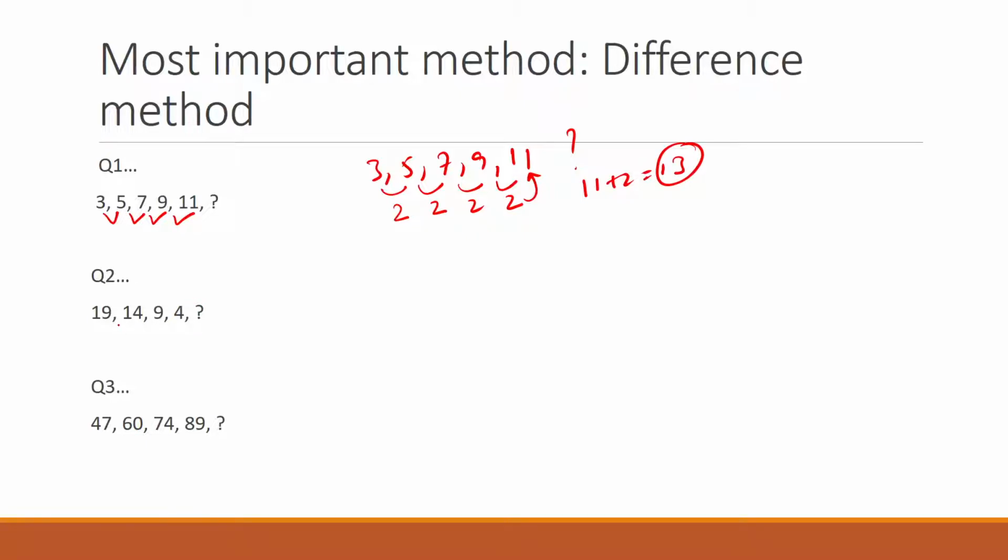Now next, this difference could be either in increasing or decreasing order. So the second question simplifies in this way. There is negative 5, negative 5 and negative 5. So your answer now will be -1.